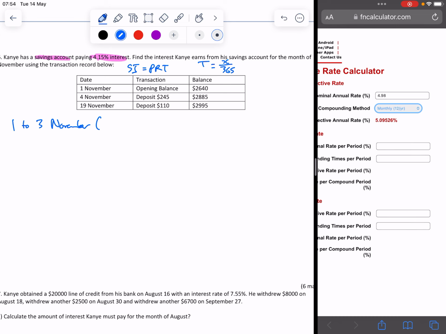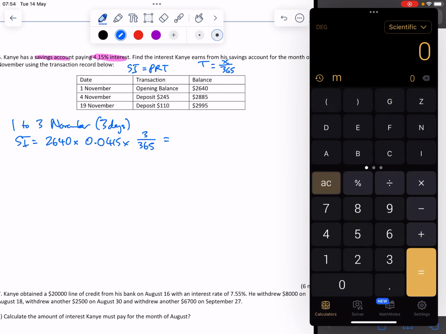SI is equal to the balance, 2640, times the interest rate as a decimal, 0.0415, times the time in years, that's going to be 3 over 365. So 3 divided by 365 first, then times 0.0415, then times 2640, and we get 90 cents to 2 decimal points.